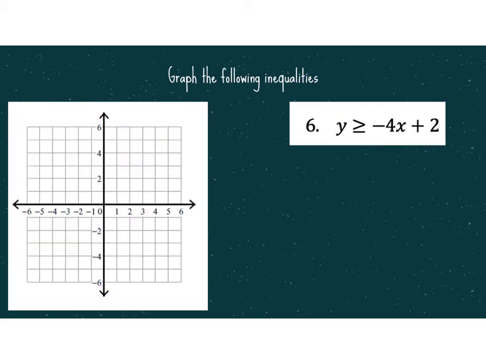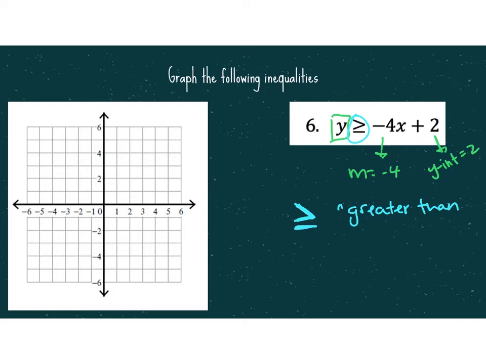All right, next one. I have y is greater than or equal to negative 4x plus 2. Okay, so once again, I see that y is by itself. Here's my y-intercept. Here's my slope. Okay, the inequality symbol is this guy. Now I'm looking at greater than or equal to. Y is greater than or equal to negative 4x plus 2. So this is greater than or equal to.